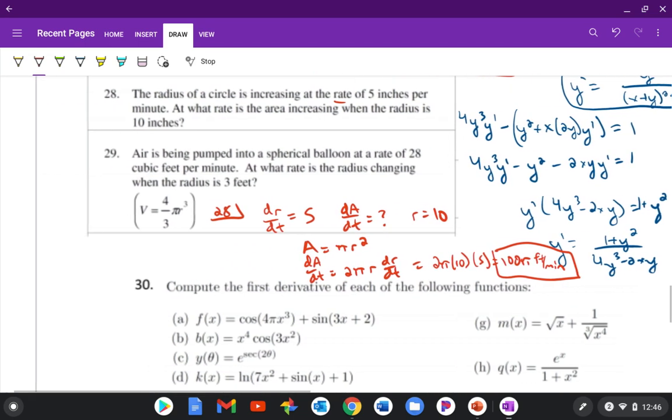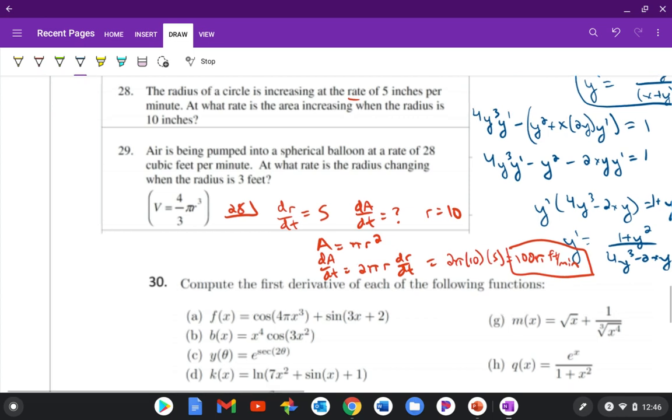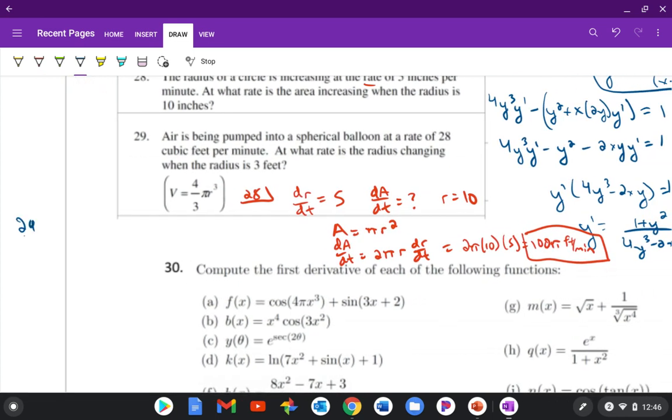Right. And number 29, let's go and do that one next. It gives us our formula. It says that air is being pumped into it. So if air is pumping in, that means the volume is changing. So that's dV/dt, 28. What rate is the radius changing? So we want to find dr/dt when the radius is 3 feet. So when r is 3.